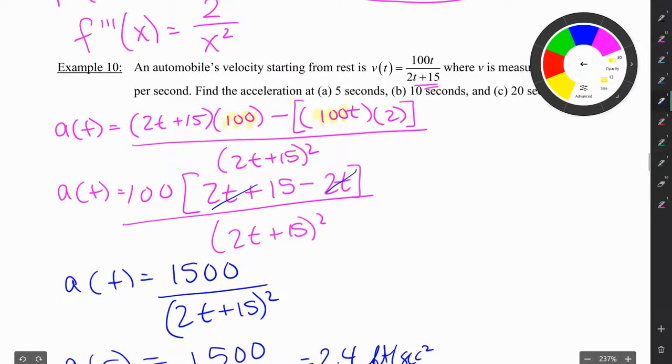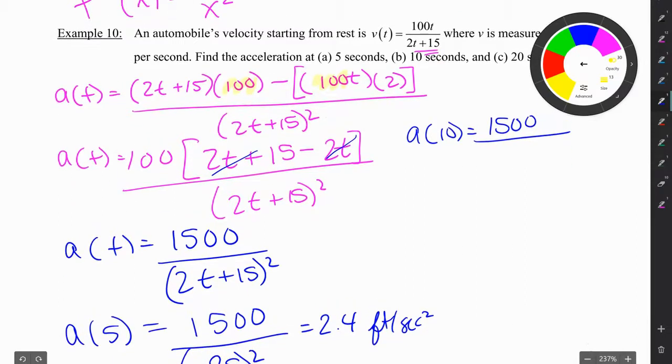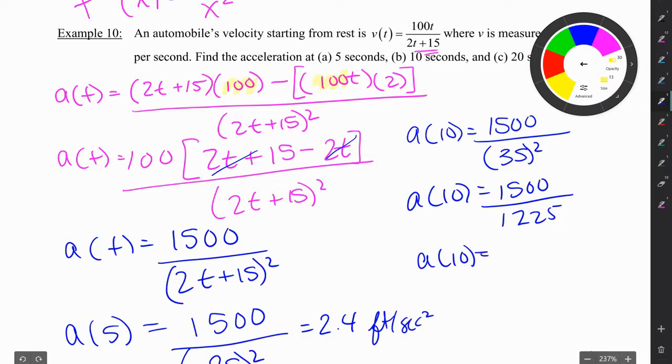Now for the acceleration at 10 seconds, 1,500 over 2 times 10 is 20. 20 plus 15 is 35. So that would be 35 squared is 1,225. 1,500 over 1,225. 1,500 divided by 1,225 gives me 1.22 feet per second squared.